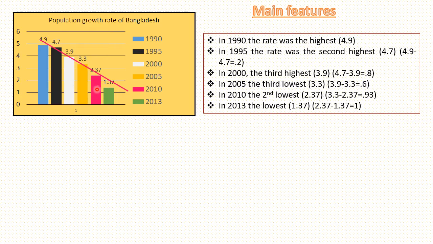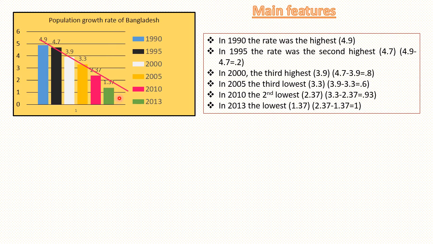This rosy bar shows the growth rate of population in 2010, and this is the second lowest, and the rate was 2.37%, and this rate is 0.93% less than the rate in 2005. In 2013, this green bar shows the growth rate of population in 2013, and that year the growth rate was 1.37%, and this rate is 1% less than the rate in 2010, and this is the lowest rate.